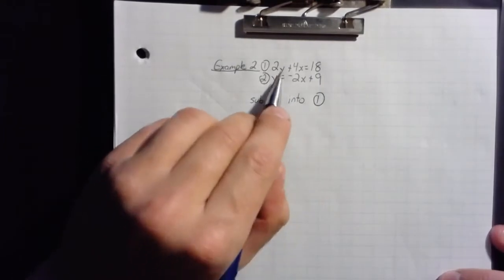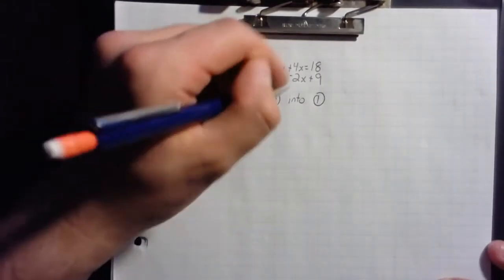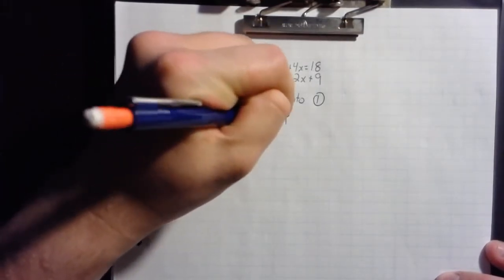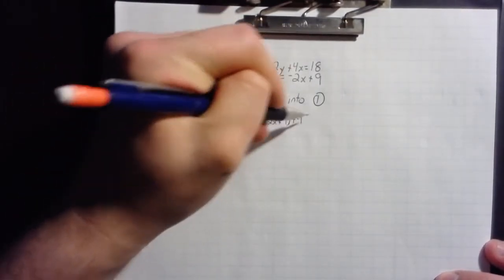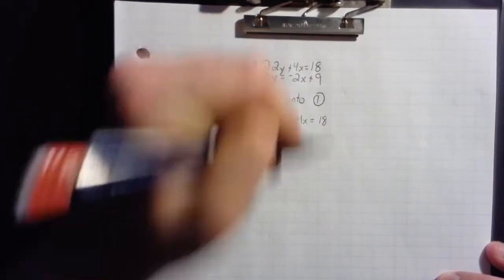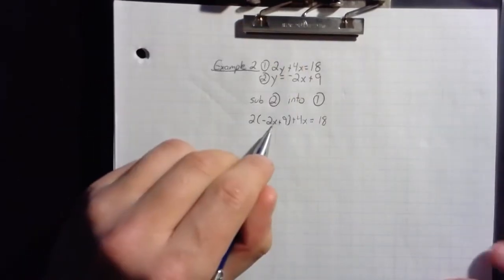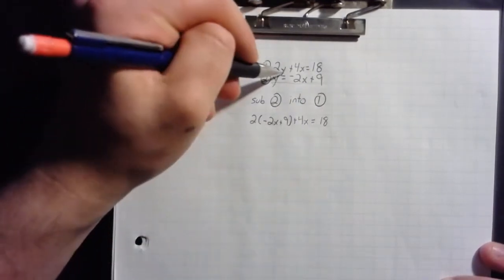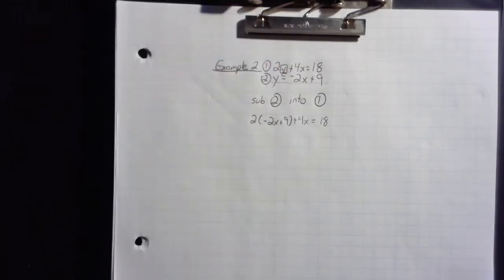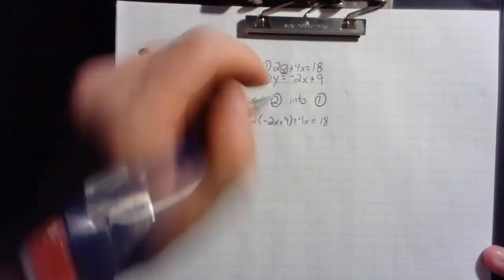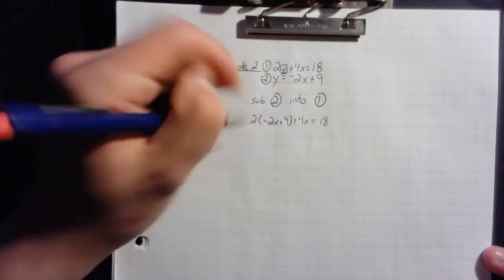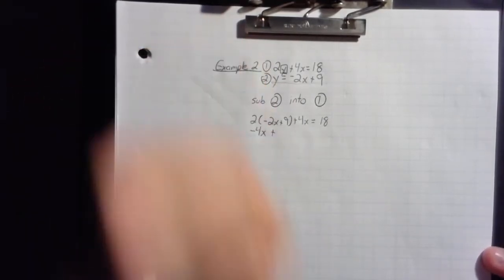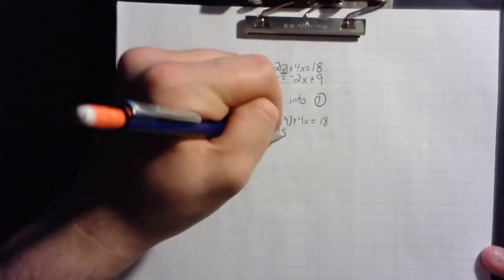Okay, and in doing this now, I'll be solving for my x-coordinate. So 2(-2x + 9) + 4x = 18. Again, this -2x + 9 came from my second equation, and all I did was sub that into the y from my first equation. So again, let's distribute the brackets here. 2 times -2x gives me -4x, plus 2 times 9, which gives me 18.